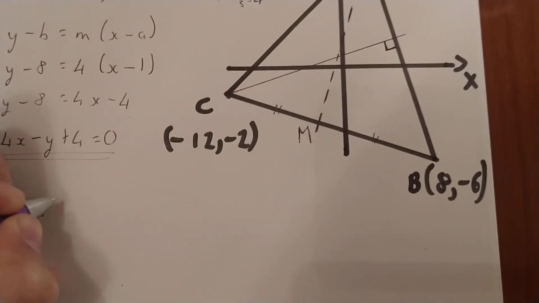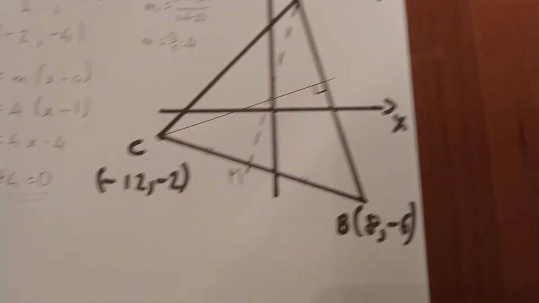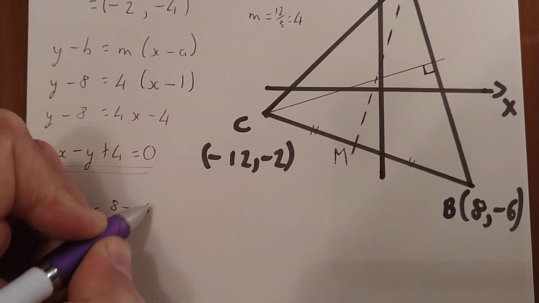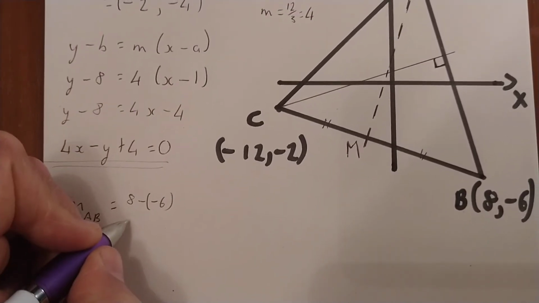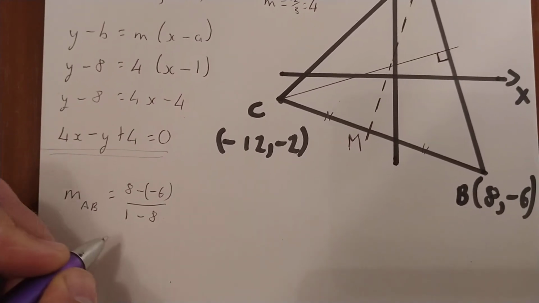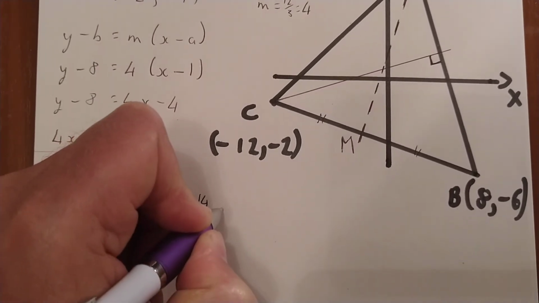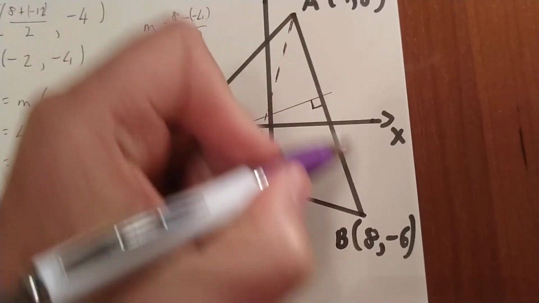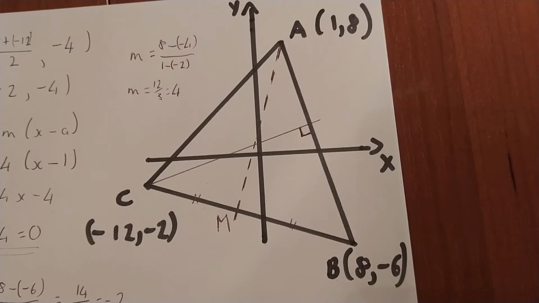MAB, again, changing y over changing x, 8, take away my minus 6, we're changing x, 1, take away 8, which is 14 over negative 7 equals negative 2. Quick check with the diagram. We're saying the gradient down here is negative 2. Yes, completely feasible. All right.